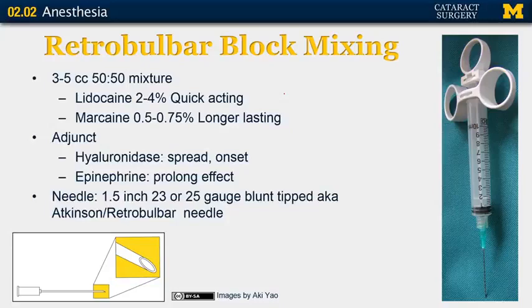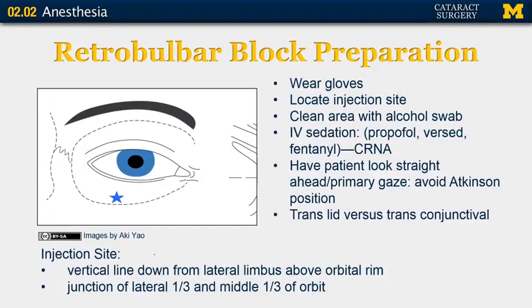A special needle is used. It's a little bit longer, 1.5 inch. It's 23 or 25 gauge, and it has a blunt tip. And you want a blunt tip in order to avoid globe perforation. And this needle is also called Atkinson or retrobulbar needle.